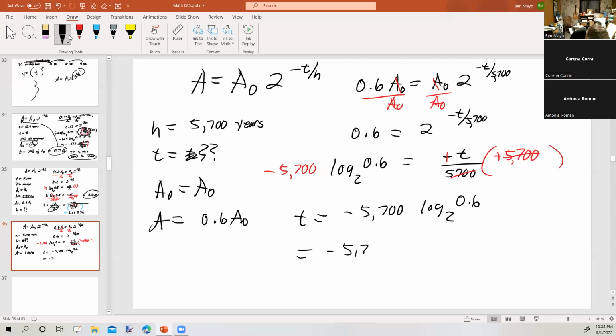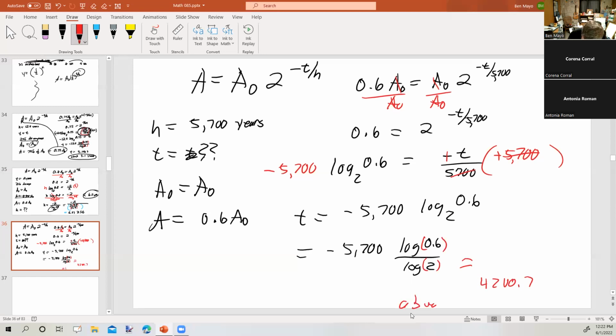Using the change of base formula, I get negative 5700 log 0.6 over log of 2. And we're going to have parentheses there and there. And that goes into the calculator. Negative 5700 log of 0.6, close it up, divided by log of 2, close it up. And I get 4200.7. So they say about 4200 years.